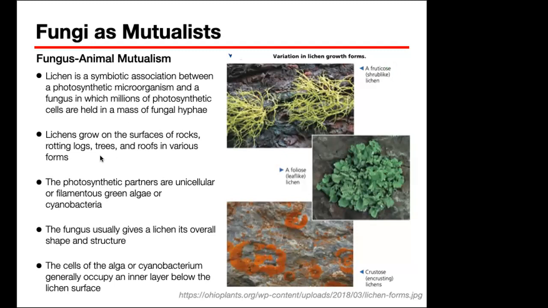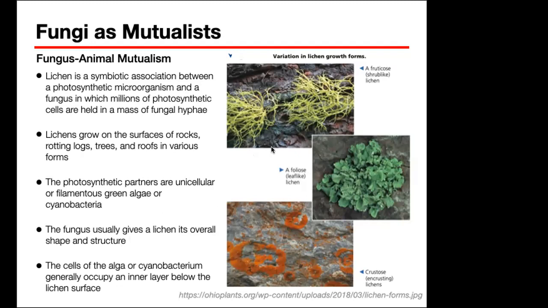Okay, and lichens grow on the surfaces of rocks, rotting logs, trees, and roofs in various forms. And the photosynthetic partners can either be unicellular or filamentous na green algae or cyanobacteria. So if you have cyanobacteria or algae in the middle, it is surrounded by the hyphae of the fungi. And gaya na sinabi ko kanina, no, yung fungus yung nagdedictate. It gives the lichen its overall shape and structure.